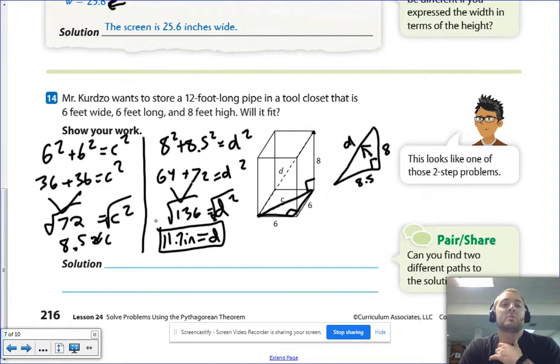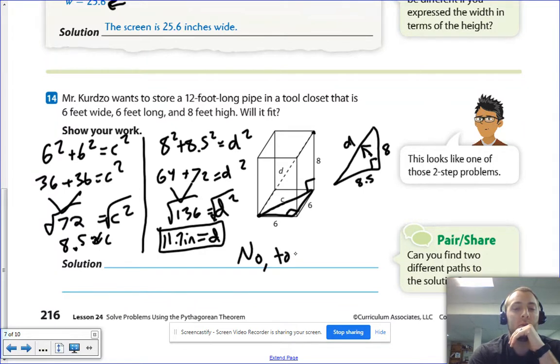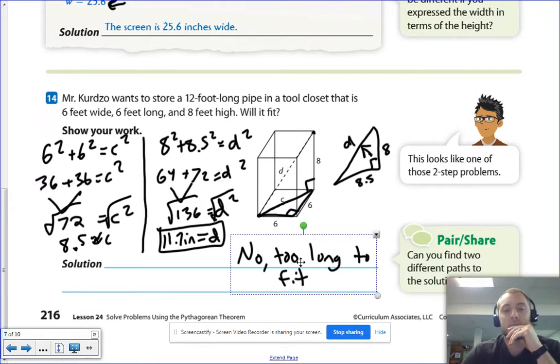Mr. Kurdzo wants to store a 12-foot pipe. Is that going to fit? Sorry, Mr. K. Not going to fit. Nope. Too long of a pole to fit, because we only have 11.7 feet to work with. It's not going to work. So there's one application that we've done using 3D models.